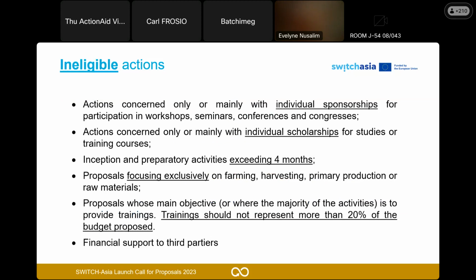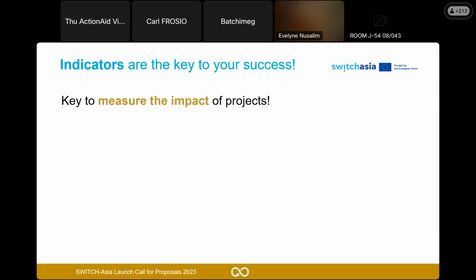Also, anything to do with individual scholarships or studies or training courses. As I mentioned before, any inception or preparatory activities exceeding 4 months, proposals focusing exclusively on farming, harvesting, primary production or raw materials, proposals whose main objective, or where the majority of the activities, is to provide training courses, and they should not represent more than 20% of the budget proposed. And finally, financial support to third parties.